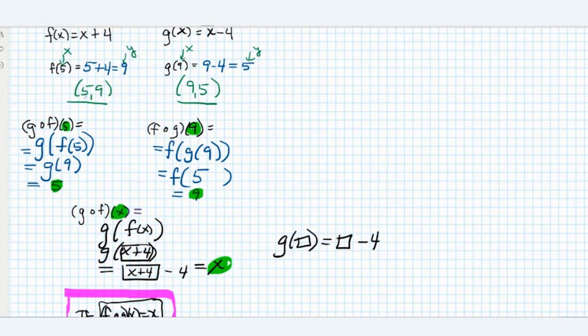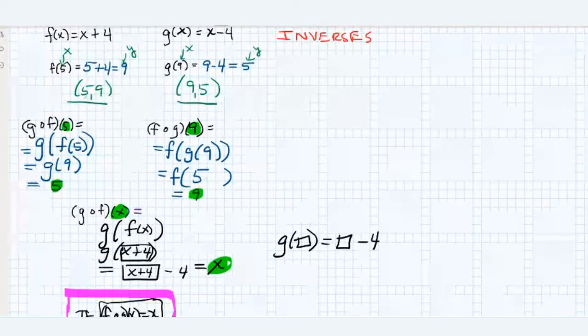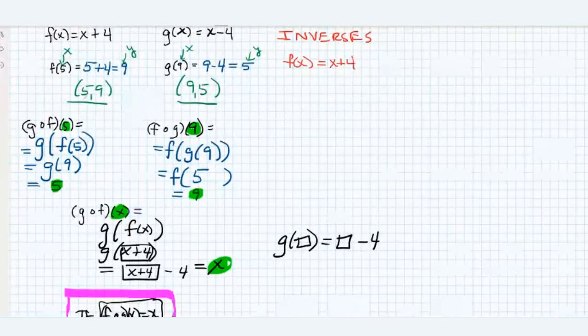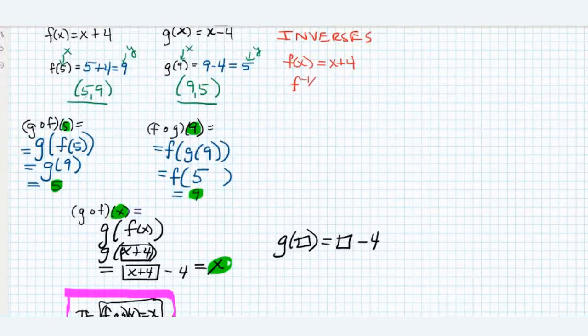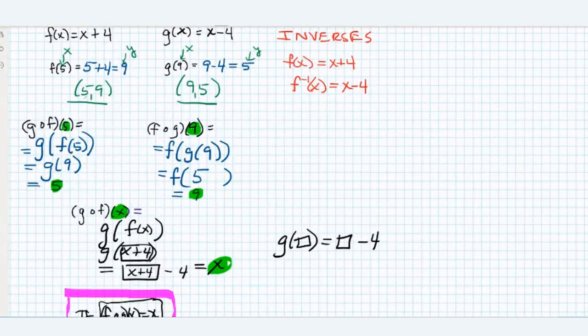And so it turns out that these two functions, f and g, are examples of what we call inverses. They're inverses of each other. In fact, we normally would give them the names f of x is x plus 4, and in order to indicate that g is actually the inverse, we would not call it g, we would call it f inverse of x. This is read f inverse of x.